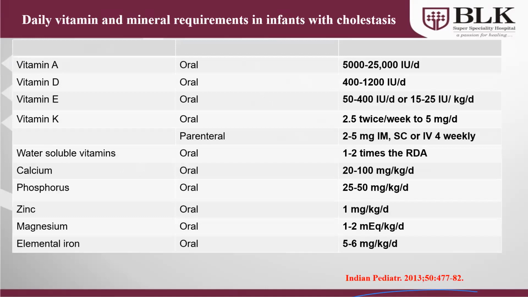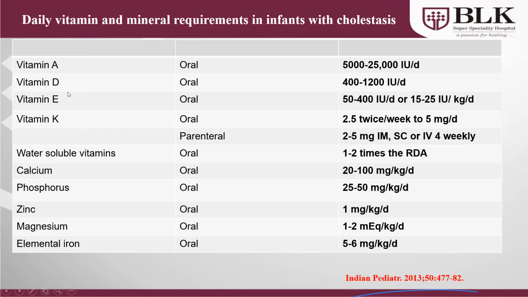So this table is again important. Kids with neonatal cholestasis have poor absorption of fat soluble vitamins and other vitamins and minerals. So fat soluble vitamins like A, D, E and K are substituted orally in a very high dose as compared to a normal requirement. Like vitamin A around 5000 international unit per day, vitamin D again around 1000 international unit per day, which is a very high dose. Vitamin E also again in a very high dose, around 200 to 400 international unit per day.